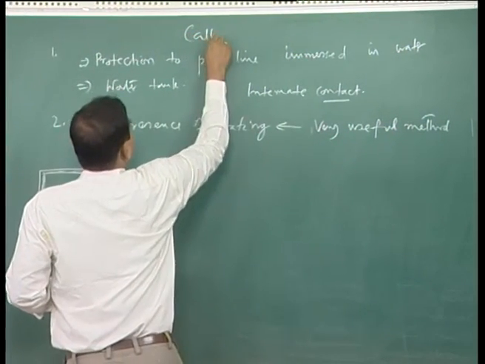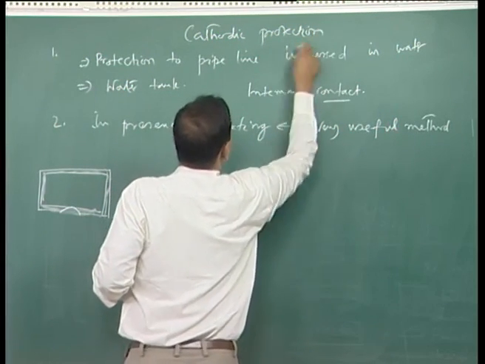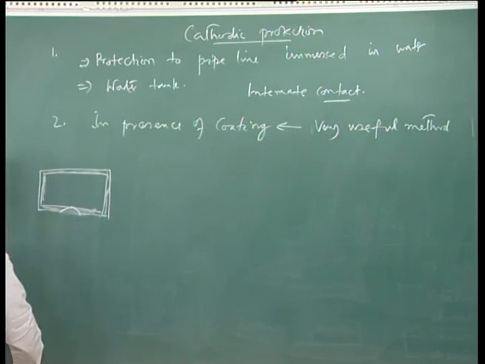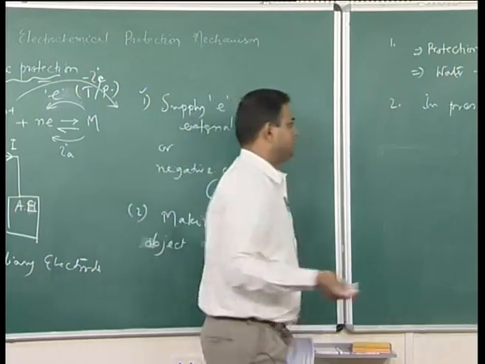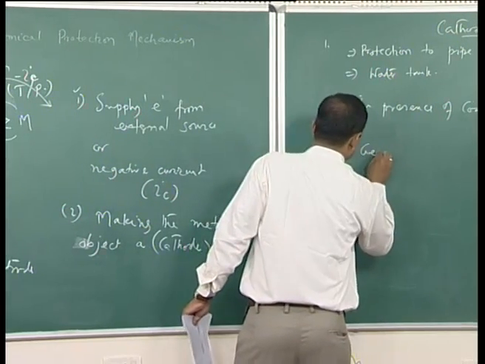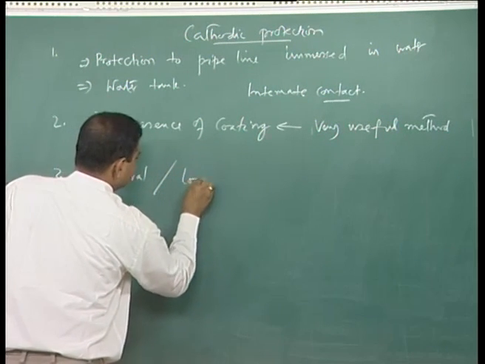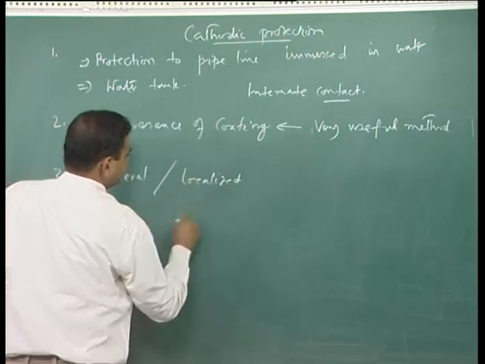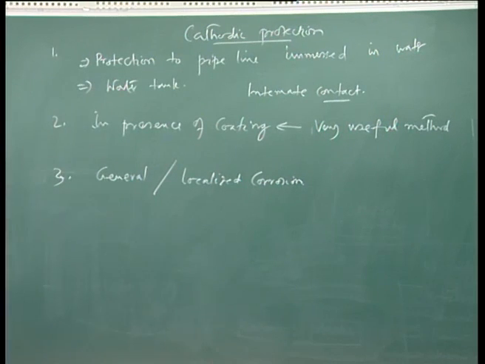This is cathodic protection. Now, it can prevent both general corrosion and localized corrosion, let us say pitting or crevice. So, it can impart protection towards general or localized corrosion.